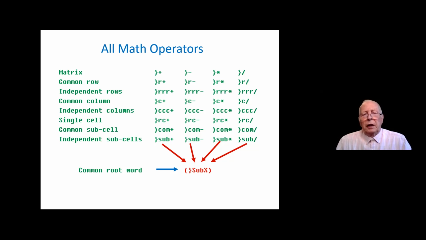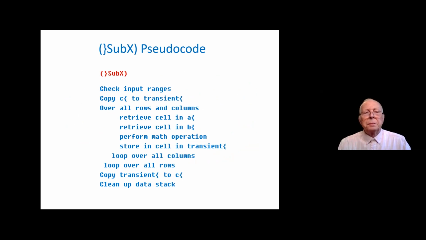But look at the arrows, the red arrows at the bottom. They all lead to the word paren, bracket, SubX, paren, or SubX for short. That is, all 32 of those words are expanded and drive into a single word, which you might consider to be our fourth arithmetic engine.